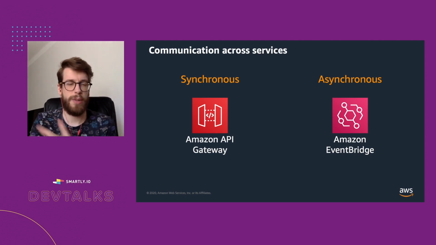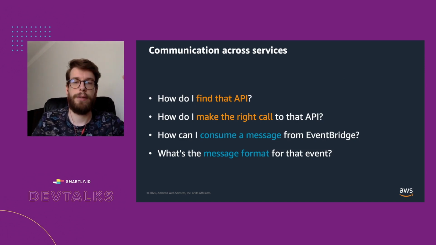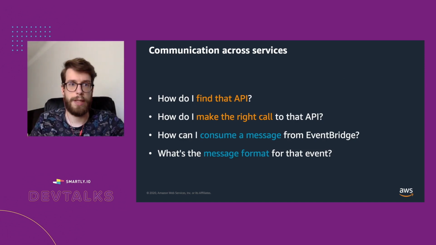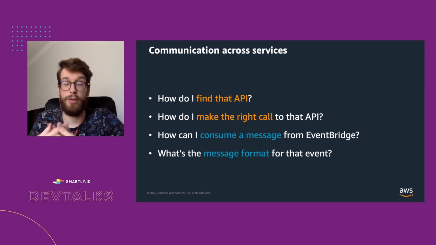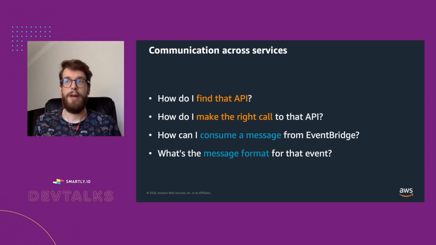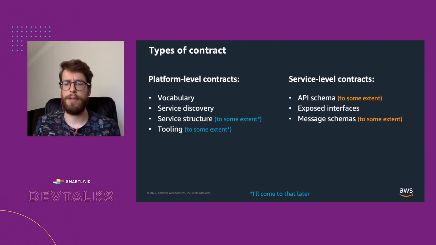But that's not really all there is. If you think about communication across services, you have questions such as, how do I find that API? How do I make the right API call? How do I know what query I should make? When I'm using EventBridge, how can I consume a message from the right service for the right event? And what's the message format for that event? And that kind of leads me into the aspect of types of contracts.